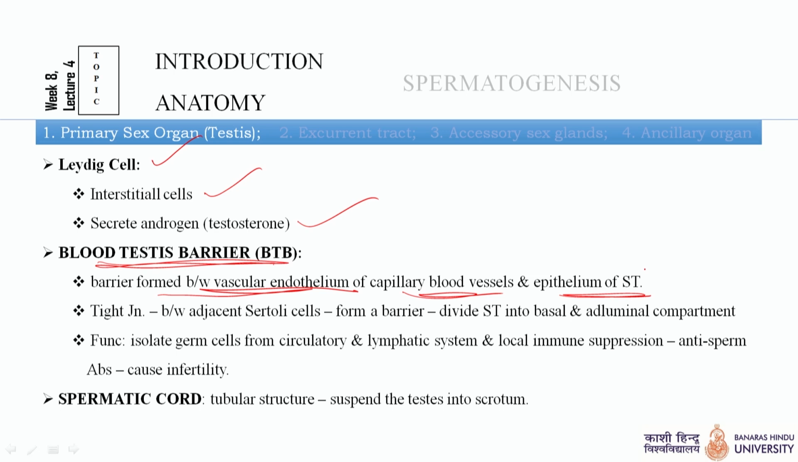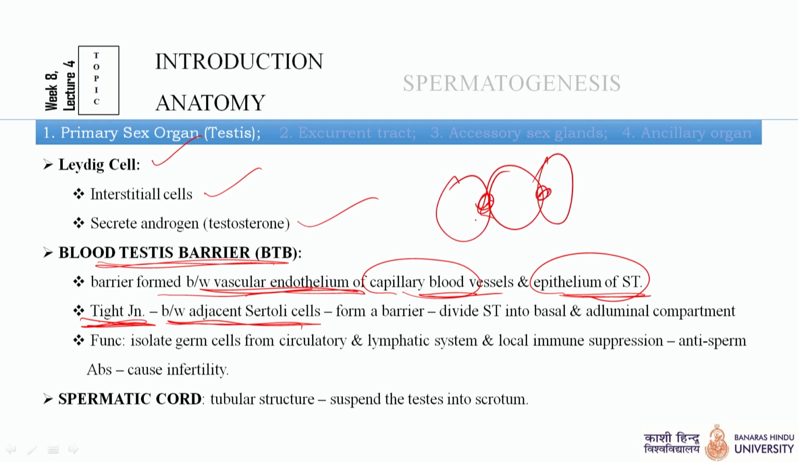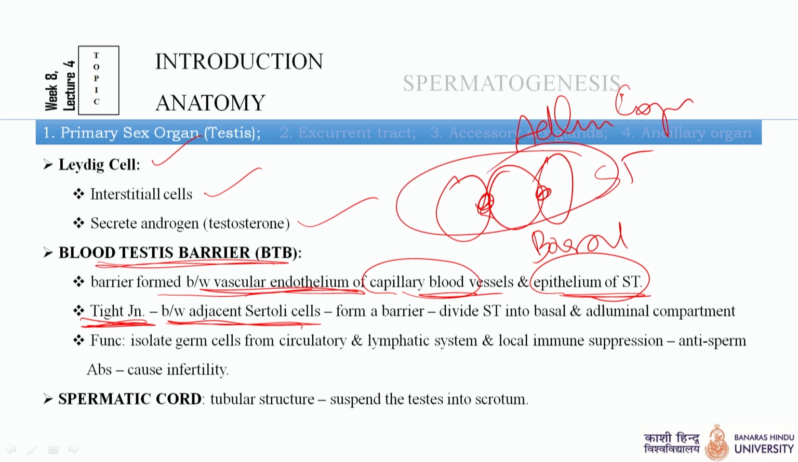Similarly, here in the blood-testis barrier, the vascular endothelium means the capillary blood vessels, and the epithelium is present in the seminiferous tubule. So a barrier is formed between them. Why is it required and how is it made? It is made by tight junctions. These tight junctions are present between the adjacent Sertoli cells, which form a barrier that divides the seminiferous tubules into a basal and an adluminal compartment. Okay, so this is the part that divides the seminiferous tubules into basal compartment and adluminal compartment.